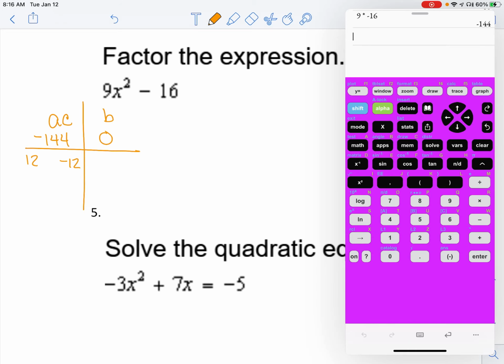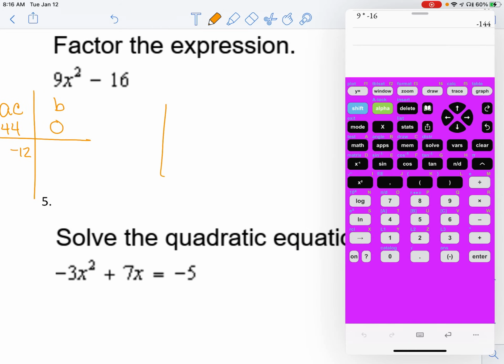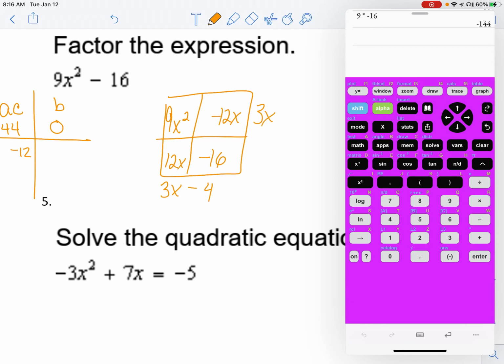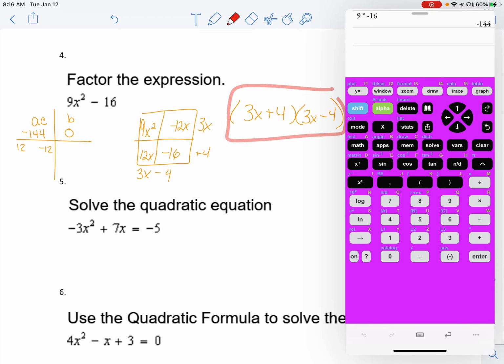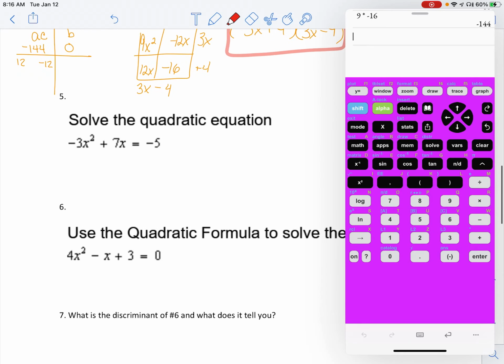So 12 and -12 are my magic numbers. If you're a grouper, go to grouping. If you're a boxer, go to boxing. Pull out a GCF, no matter what method you are, and then state your final answer. Please make sure you are always looking for a GCF before you go to the box or before you go to grouping. This problem did not have a GCF, so I didn't look for that at the beginning because I kind of eyed that up that I didn't need it.